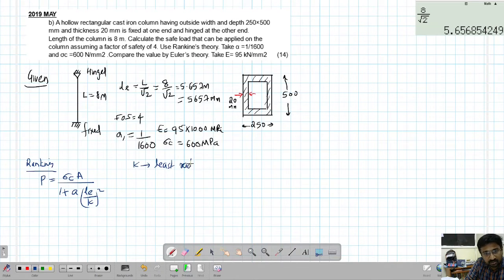Least radius of gyration. Now how do you find radius of gyration? So we have to equate I equal to AK squared.